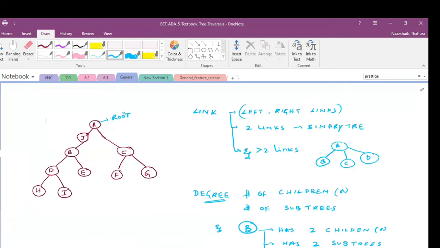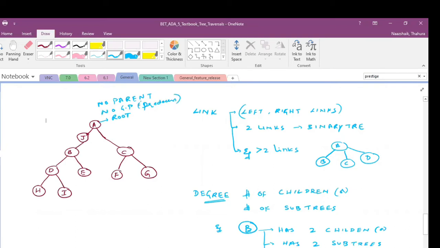Yeah. So you understood my question? Tell me, who is the parent of A in this tree? Who is the parent of A? No one, ma'am. No parent. If parent is not there, grandparent also will not be there, right? No grandparent. That means no parent or no predecessor.